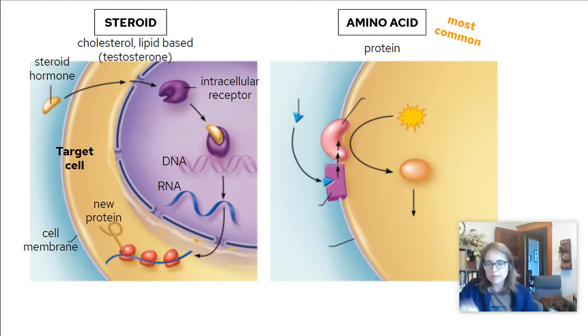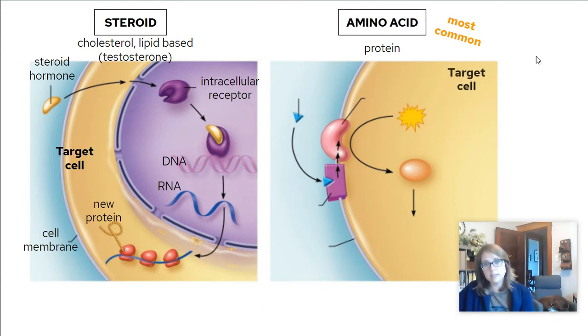A steroid-based hormone can go straight into the cell, its target cell, because it's a lipid, and it can directly influence DNA synthesis to make a protein. Right? It activates actual genes. So that's how it's different than my more common amino acid-based protein.